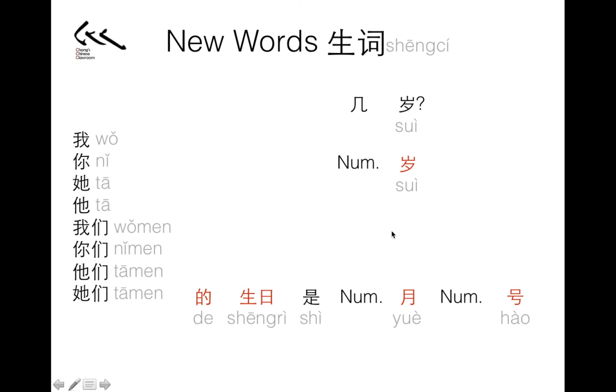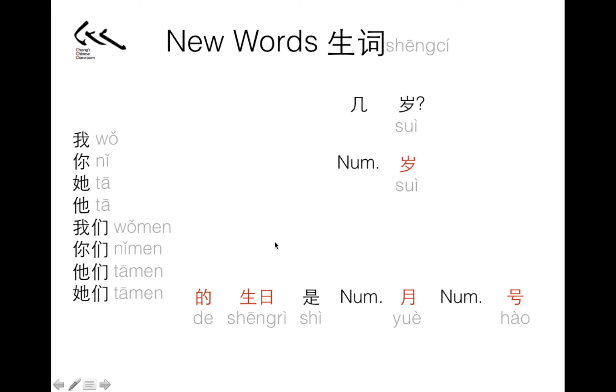So I'm not going to reveal my birthday to you guys. Let me make up one. My birthday is January the 1st. Very good. 我的生日是1月1号. My birthday is January the 1st. Alright? Say her birthday is, let me see, February the 10th. 她的生日是2月10号. Her birthday is February the 10th.